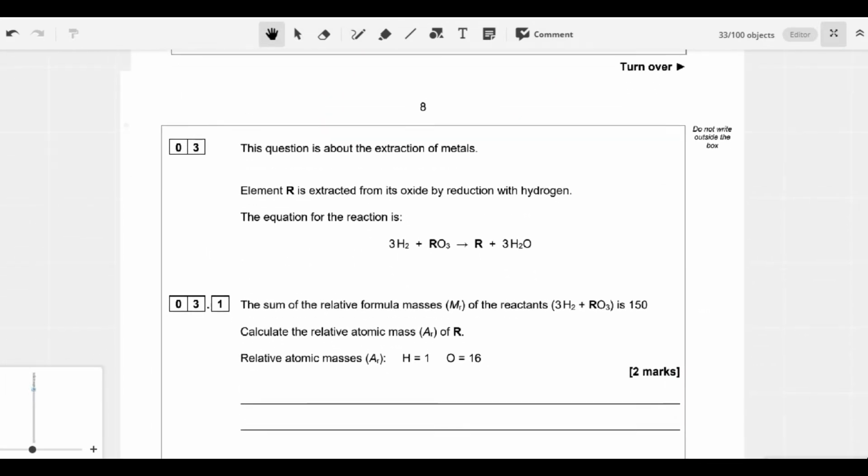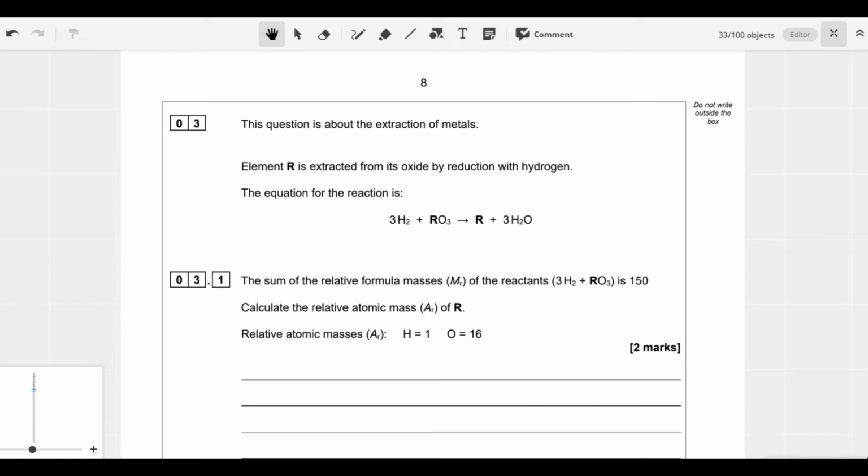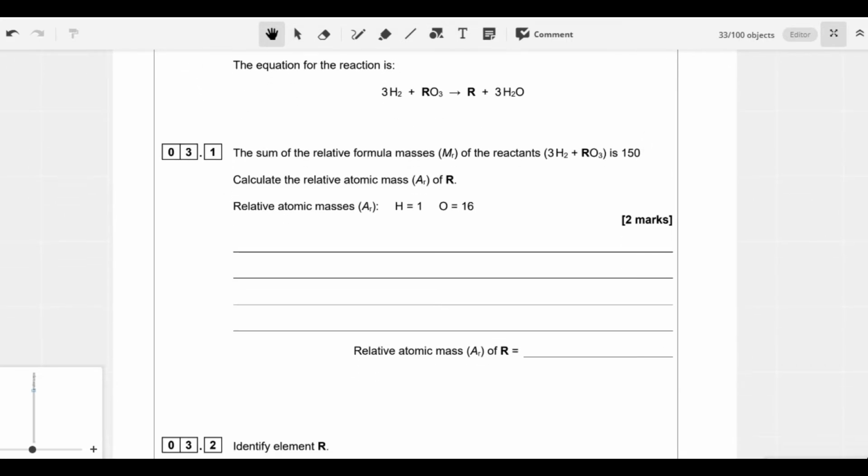Okay, now here is the next question. This question is about the extraction of metals. Element R is extracted from its ore by reduction with hydrogen. The equation for the reaction is 3H2 plus RO3 gives R plus 3H2O. The sum of the relative formula masses of the reactants 3H2 plus RO3 is 150. Calculate the relative atomic mass of R.